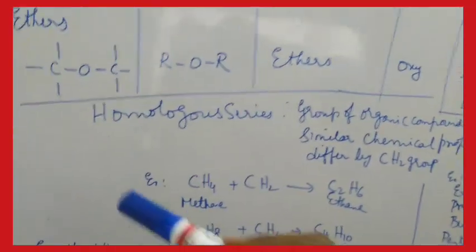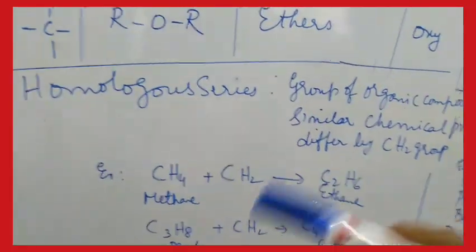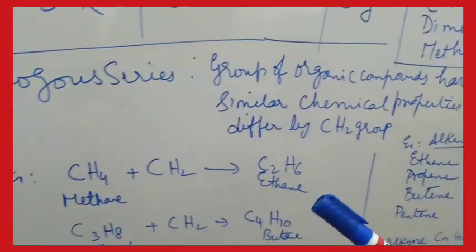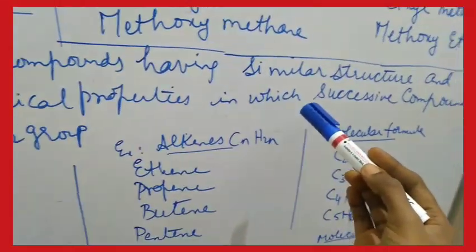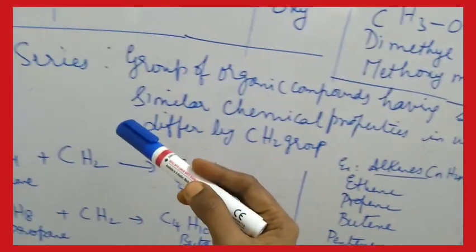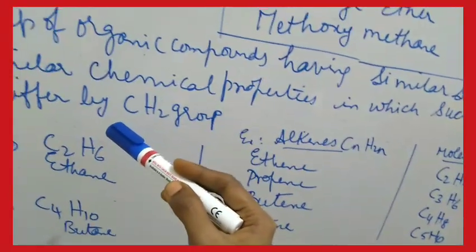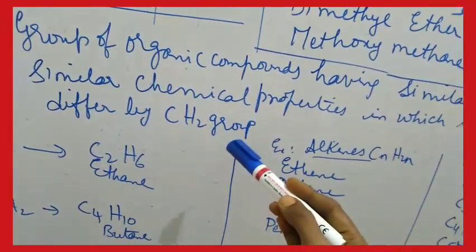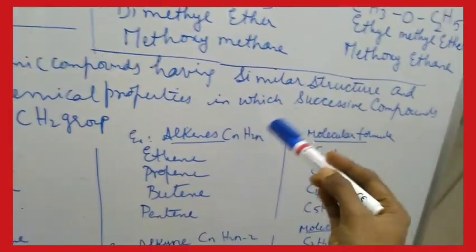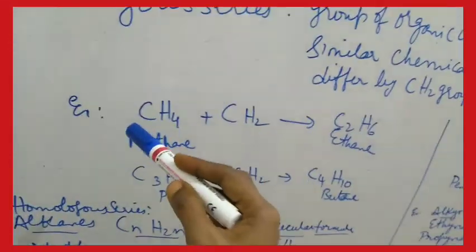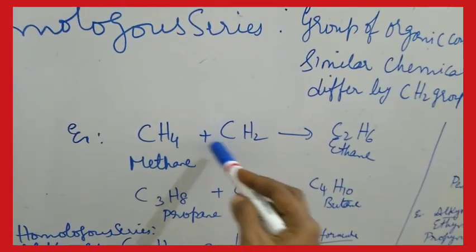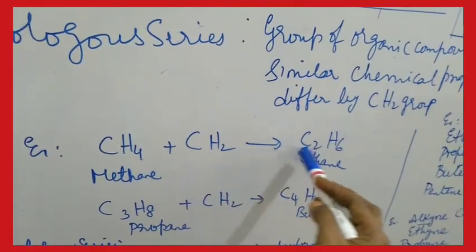Next, coming to the next concept, homologous series. Series means what? Generally in mathematics, you write one after another, like that. A homologous series is a group of organic compounds having similar structure and similar chemical properties in which the successive compounds differ by a CH2 group. For example, take CH4, methane. Plus CH2 you will get C2H6.